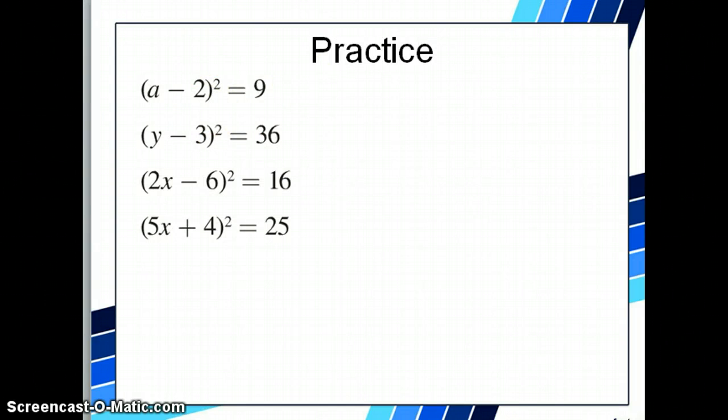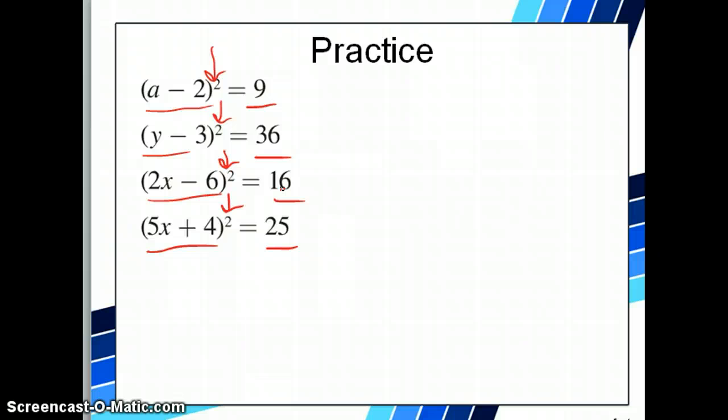So if we look at an example, you can see that I have 9, 36, 16, and 25. All of those end up being a perfect square, meaning when I take the square root, I get a whole number, and that's why this will work. You can also see that the pattern is that there's a parenthesis being squared. So when I take the square root of both sides, it's going to work out perfectly. And that's the idea when we work with these perfect square equations, that they only work so nice and neatly because they are perfect squares.